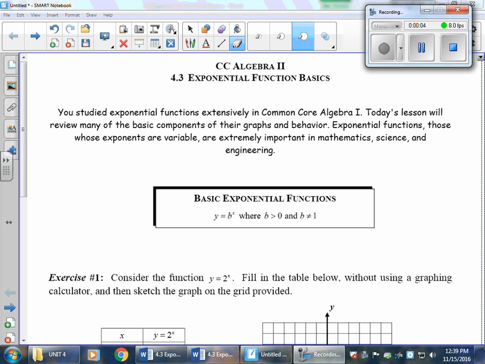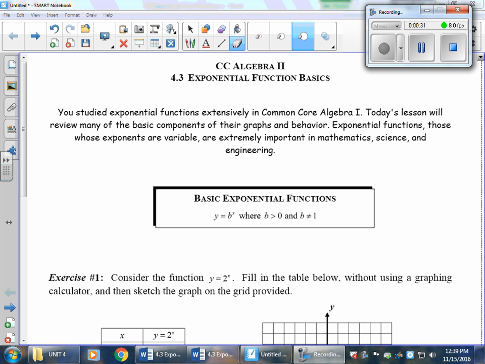Welcome to 4.3 Exponential Functions in Common Core Algebra 2. I think after 4.2 this will be a nice breath of fresh air for you because this is not that hard. And we've basically talked a lot about exponential functions in Algebra 1, so there's not a lot new here. But we thought it would be important to make sure that we review it quickly before we move on to more extensive exponential functions.